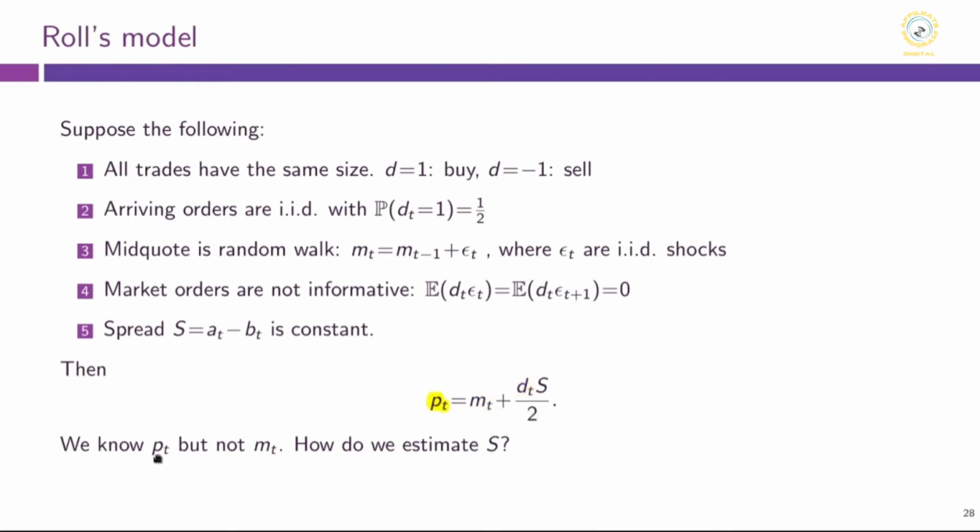So here we know the transaction price, but we do not know the mid-quote. And we actually do not even know the direction of trade. Otherwise things would be really simple. How do we estimate the spread?